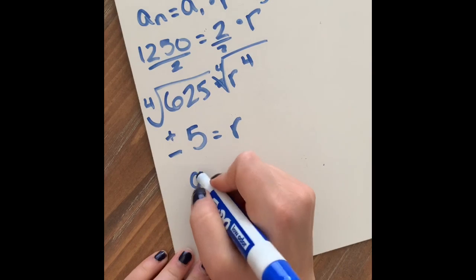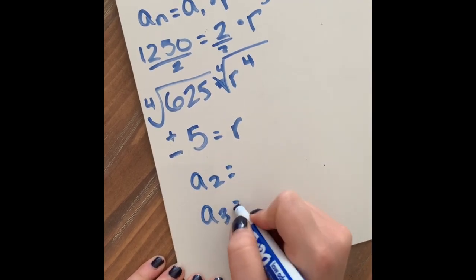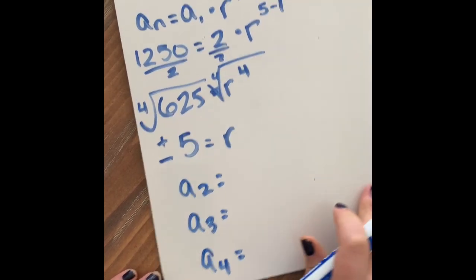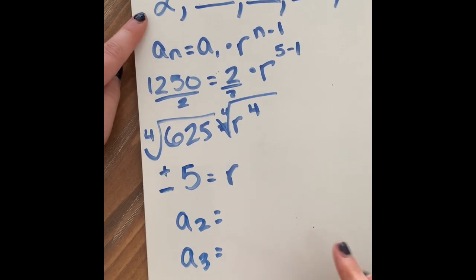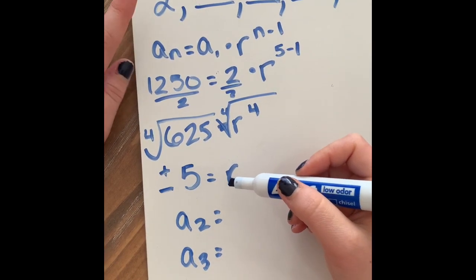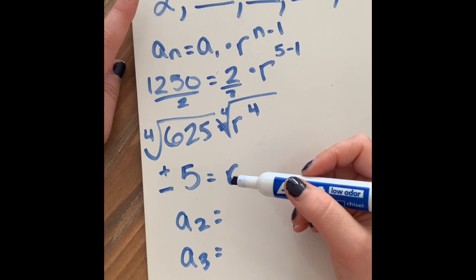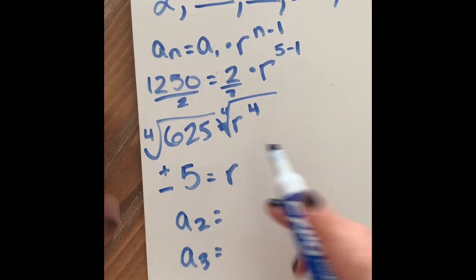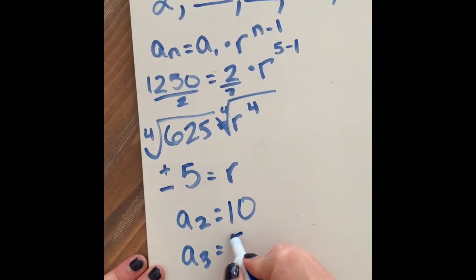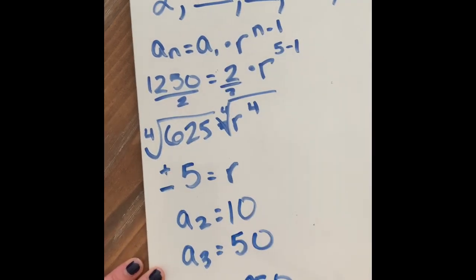So we're looking for A2, A3, and A4. Well, if A1 was 2, remember you're multiplying if it's geometric. So 2 times 5 is 10. 10 times 5, and then 50 times 5. So that's the first set of answers.